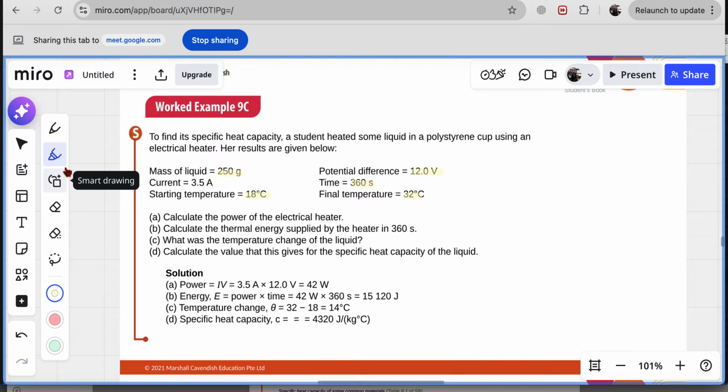Latent heat of fusion. Here is the latent heat of fusion: the amount of heat required to change a substance from solid to liquid without change of temperature.